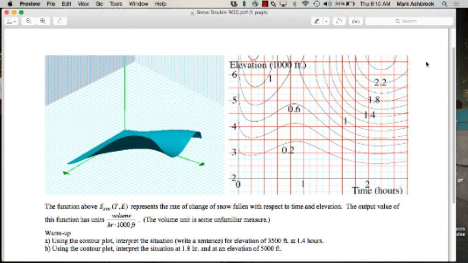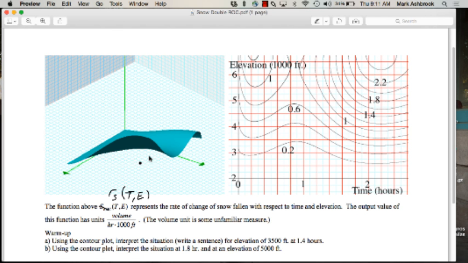Okay, so here's this snow on the mountaintop, and we have snow. The volume of snow is a function of how much time has gone by and what elevation on the mountain you're at. Okay, and so this then is a rate of change function. And I think I should have been better off calling it R sub s of t and e.